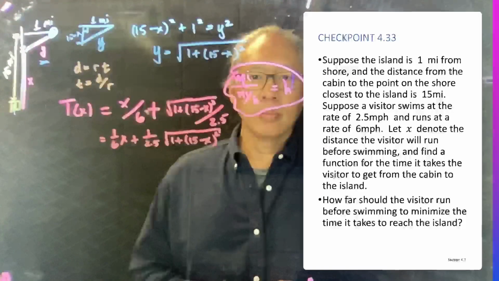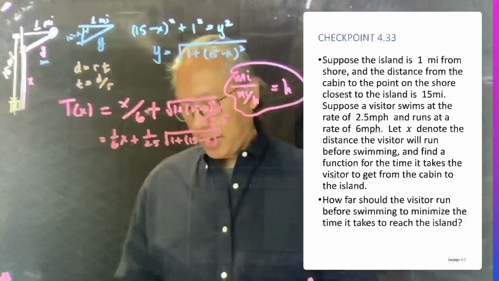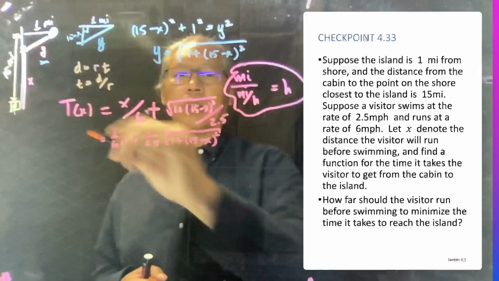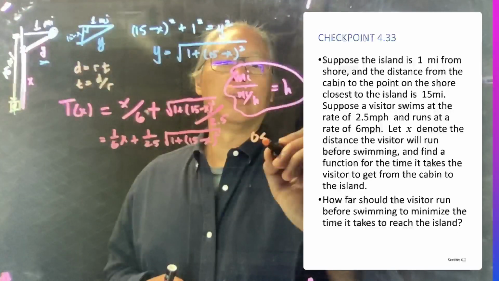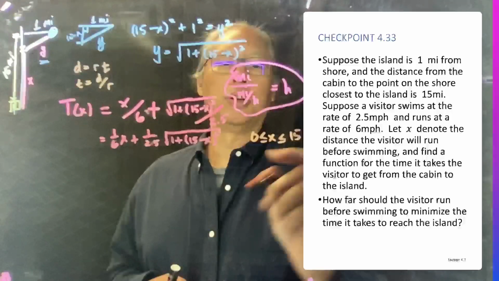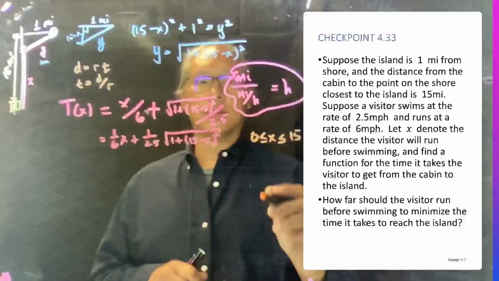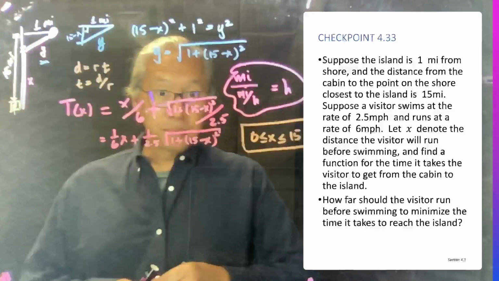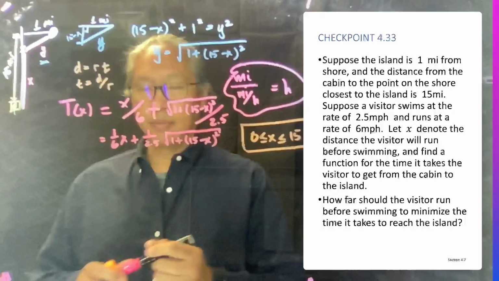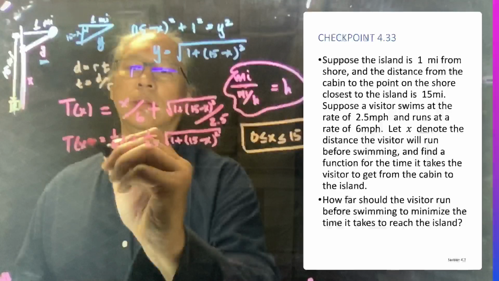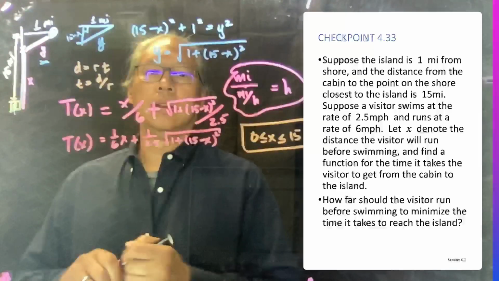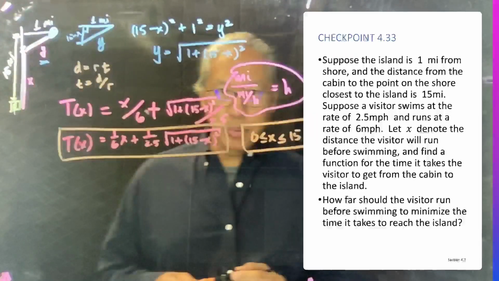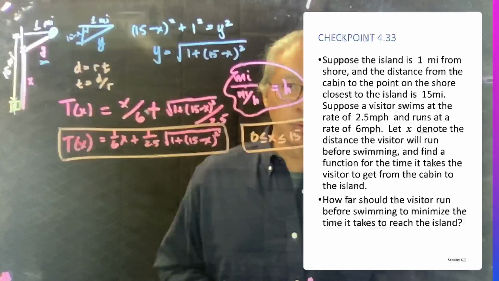Okay. In terms of the domain, I don't think they're asking for the domain, but the x value is what we're looking at. It's just going to go between 0 and 15. You can decide to include that and call it a closed interval, but your answer should be between 0 and 15. All right. So we can pause it here and be done with the checkpoint.